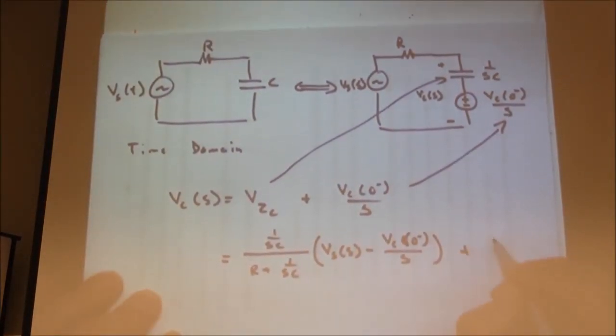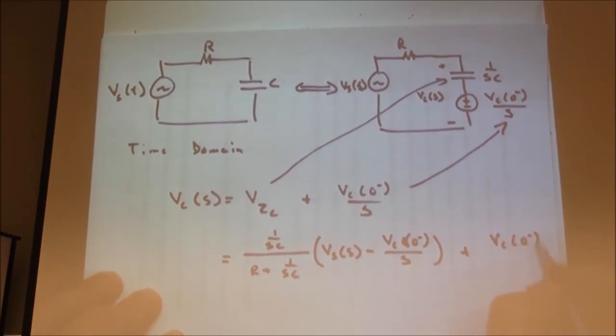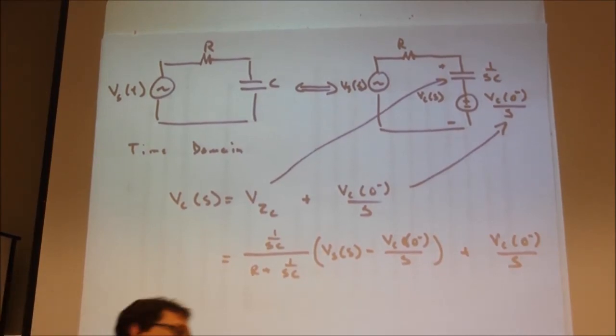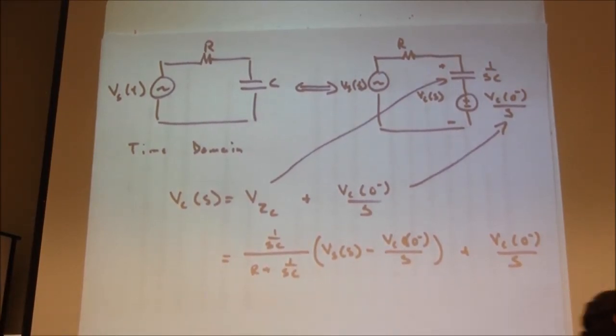Plus VC0 minus over S. And so that would be the expression we would analyze to find the voltage across the capacitor as a function of time. So first order circuits, transients are easier, I tend to say. You know, this looks a little uglier. It's not bad, but perhaps a little bit more work.